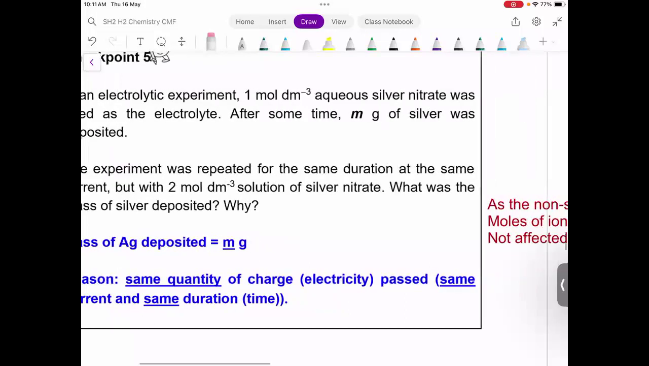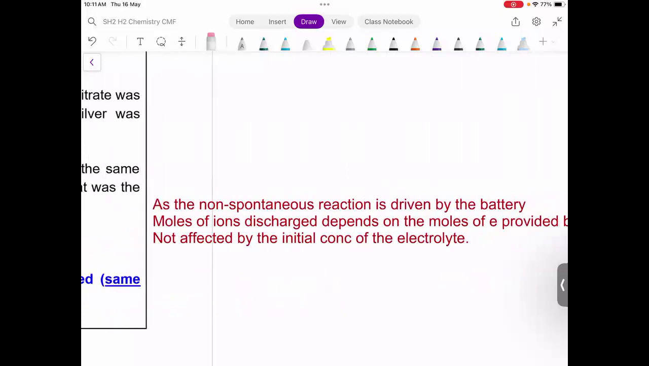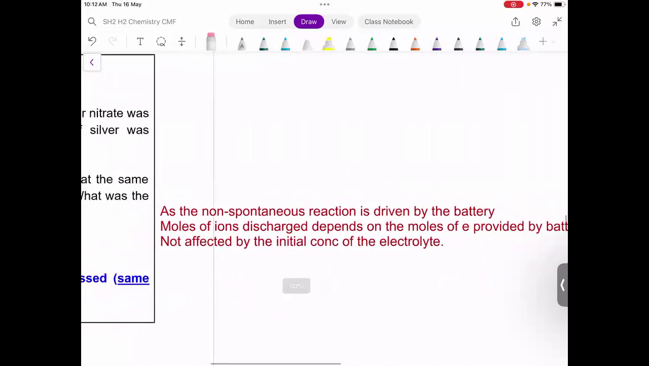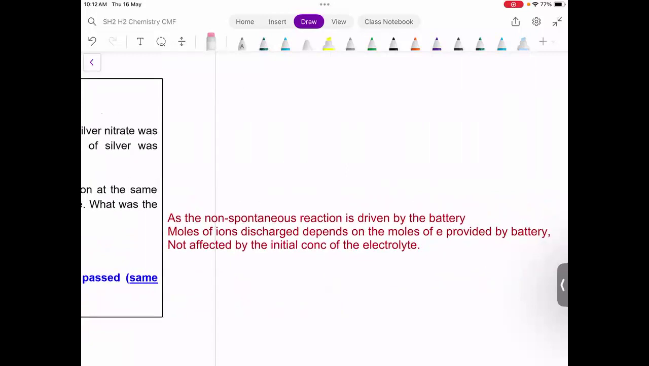So this is what I said just now. The reaction is non-spontaneous. It can only take place driven by the battery. The moles of ions or water discharged depends on the moles of electrons provided by your battery, independent of the initial concentration. Of course, that is provided that the initial concentration is not limiting.